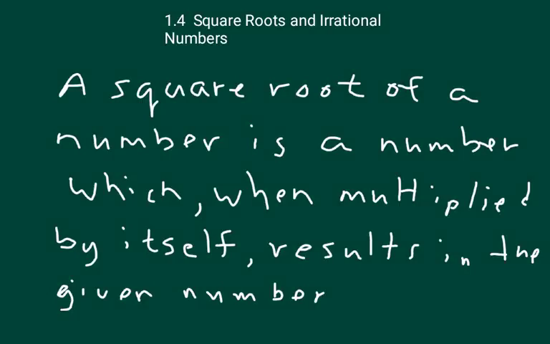Lesson 1.4 is about square roots and irrational numbers. Pretty basic definition of a square root: a square root of a number is a number which, when multiplied by itself, results in the given number. Now that sounds like a lot of linguistic jumbled up mess, but we'll give a few examples and it will make a lot of sense before we're done.